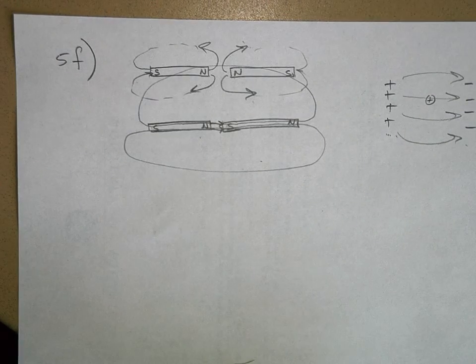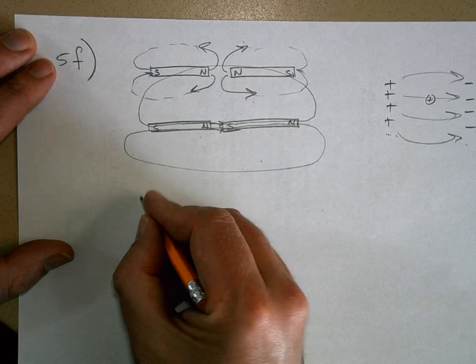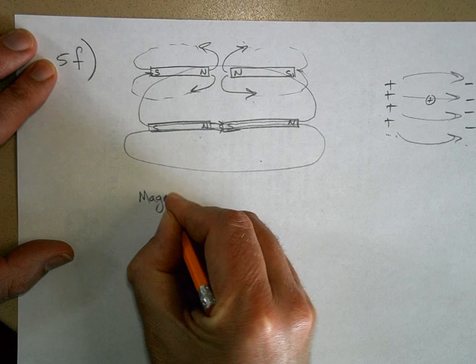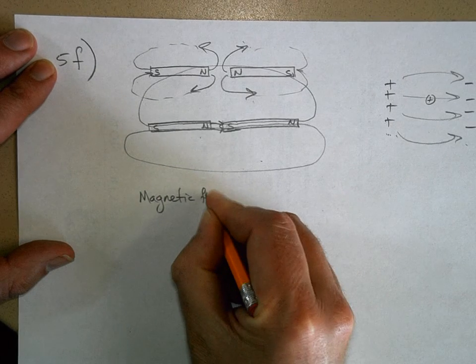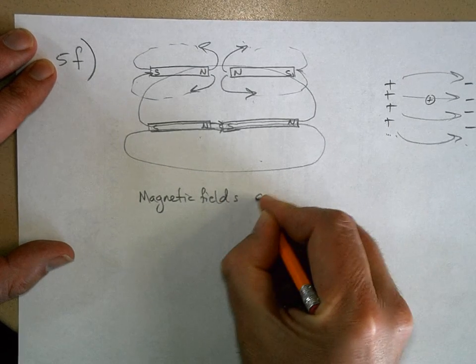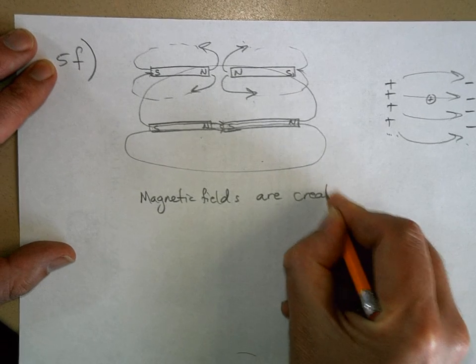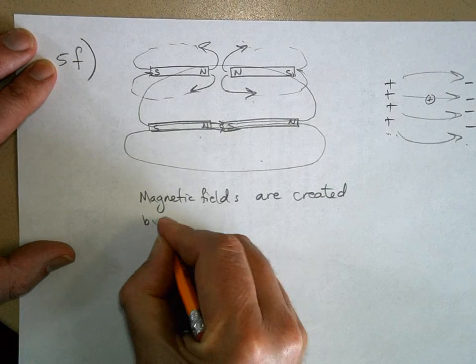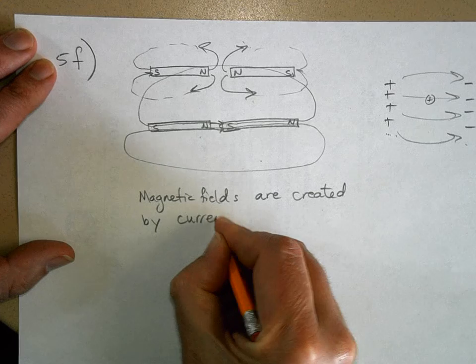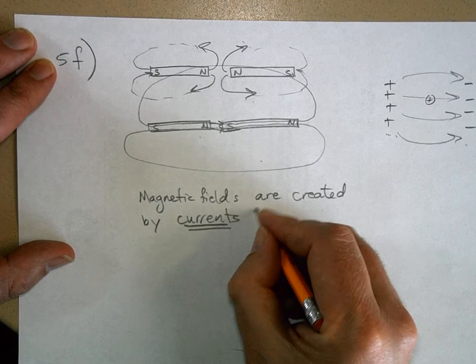Magnetic fields are created by currents, moving charges.